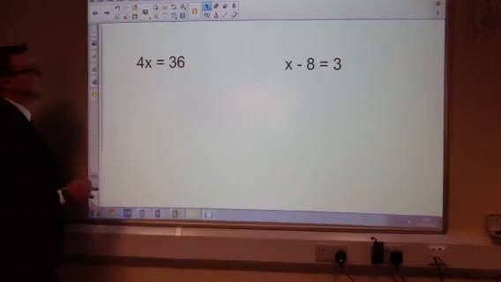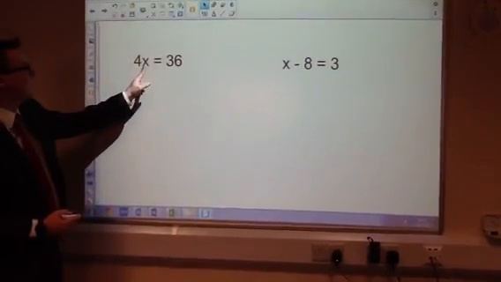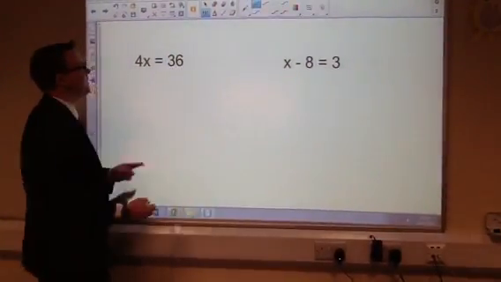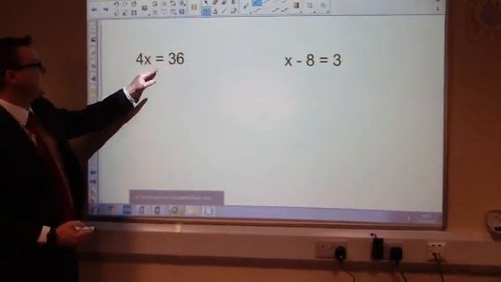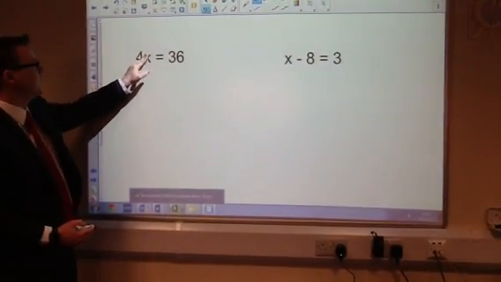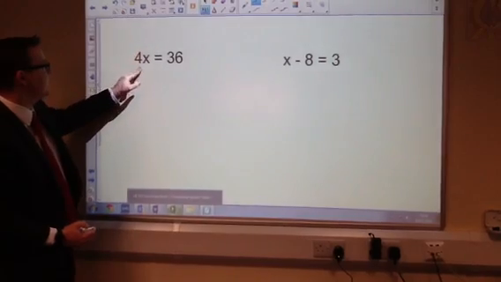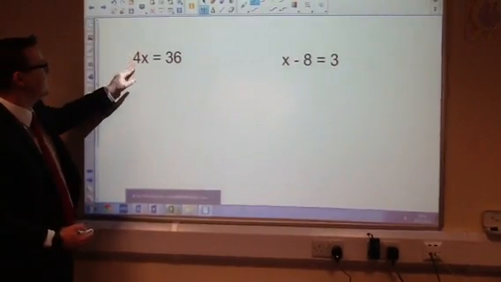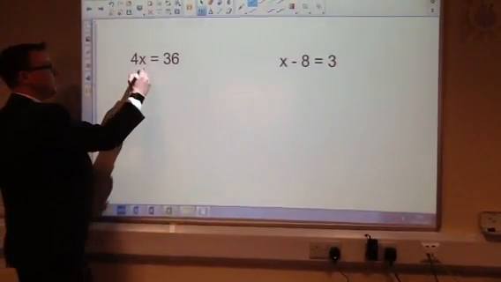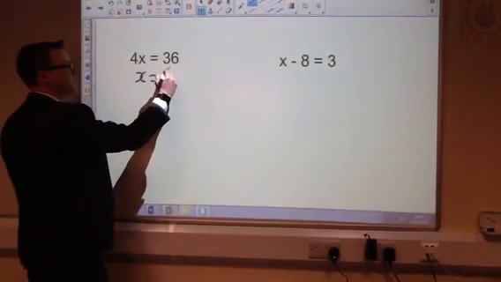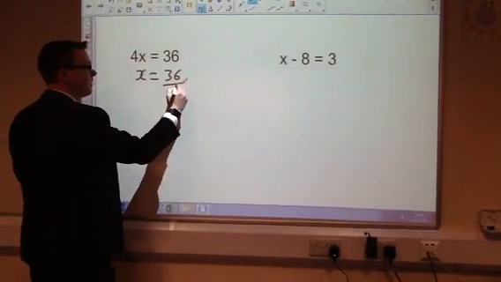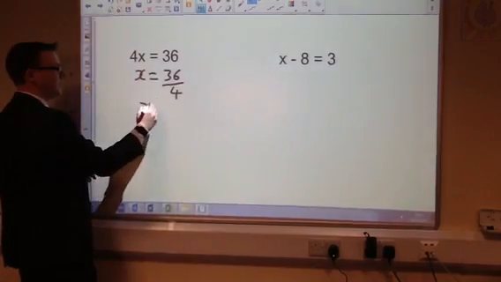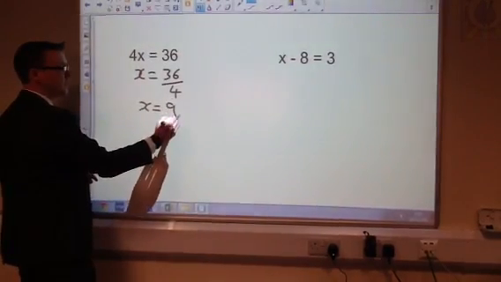Let's take a look at a couple of easy ones. This means 4 times x. Okay, so it means 4 times x is 36. I want to get the x on its own, so I've got to get rid of this 4. And we get rid of this 4 by doing the opposite operation. The opposite operation to times by 4 is divide by 4. So I put x equals 36 divide by 4, the opposite operation, to give me 9.